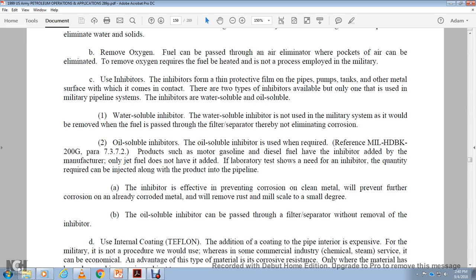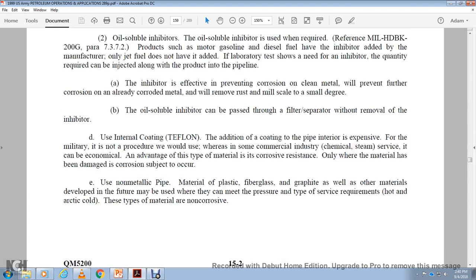Products such as motor gasoline and diesel fuel have the inhibitors added by the manufacturer. Only jet fuel does not have that added. If the laboratory test shows the need for inhibitor, the quantity required is injected along with the product into the pipeline. The inhibitor is effective to prevent corrosion with clean metal, will prevent further corrosion on already corroded metal, and will prevent the rest in the metal scale to a small degree. The oil inhibitor can be passed through the filter separator without removal of the inhibitor.